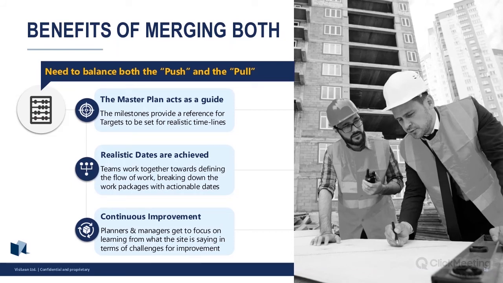So the benefits of merging both are probably quite obvious to everyone. You've got that master plan that acts as the guide, so it sets out those key milestones. Through having everyone collaborate, you've got a much more realistic idea of when targets are going to be achieved and milestones are going to be hit. And then what we've done now is we've freed up the planners and the managers to focus on being able to improve performance.